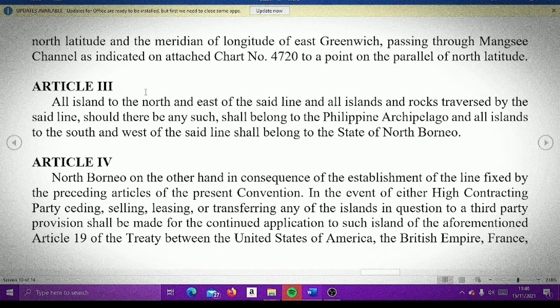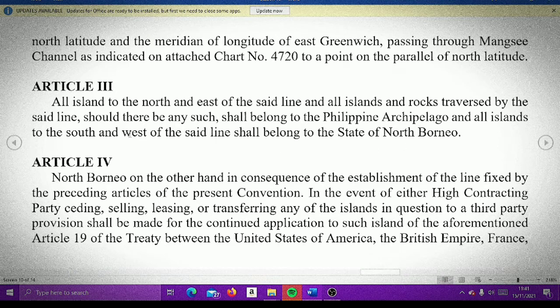In Article 3, all islands to the north and east of the said line, and all islands and rocks traversed by the said line, should there be any such, shall belong to the Philippine archipelago, and all islands to the south and the west of the said line shall belong to the state of North Borneo.